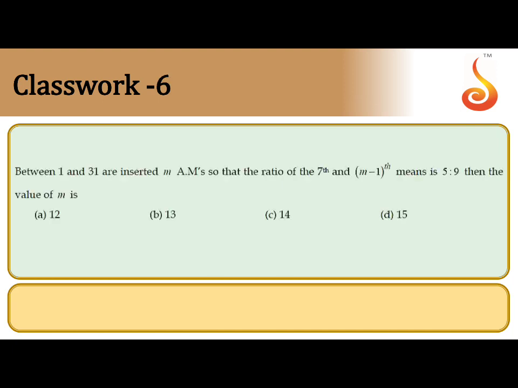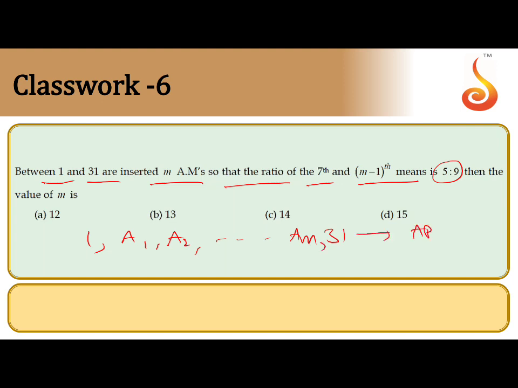So this is a little long question. Between 1 and 31, m AMs are inserted so that the ratio of the 7th and (m minus 1)th means is 5 is to 9. Then what is the value of m? So that means between 1 and 31 you have to insert AMs. You are inserting them between the two numbers, so this sequence always forms an AP.